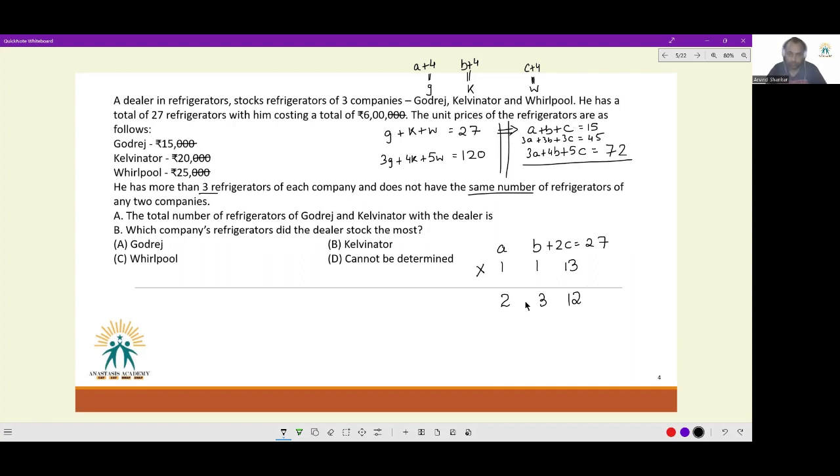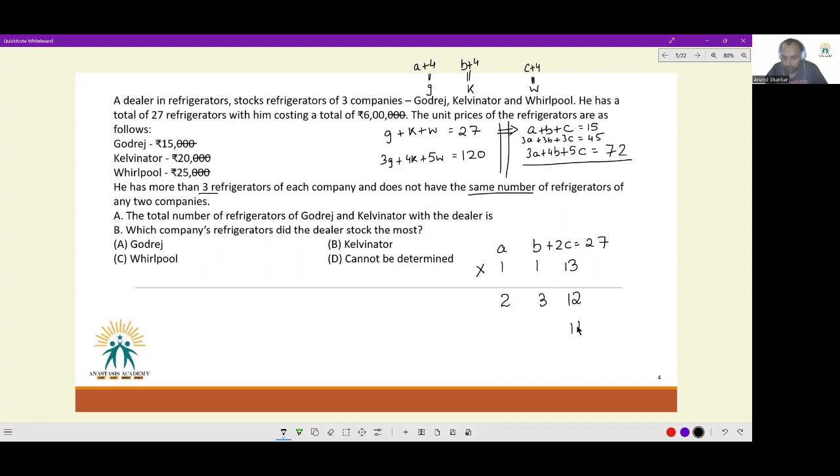2 into C plus B is 2 into 12, which is 24, plus 3 is 27, and so on and so forth. Everything is fine. Now, understand. This does not mean Godrej had 0 refrigerators. It means Godrej had 4 refrigerators, Kelvinator had 7 refrigerators, and Whirlpool had 16 refrigerators. This count we've got. But just to be certain or show you that no further cases can be made, see, 2C, if C is 11, 2 into 11 gives me 22.